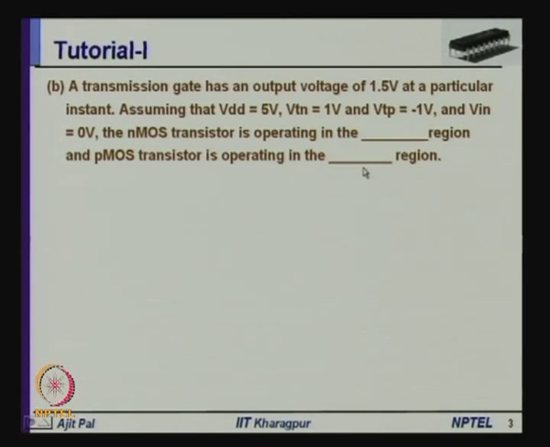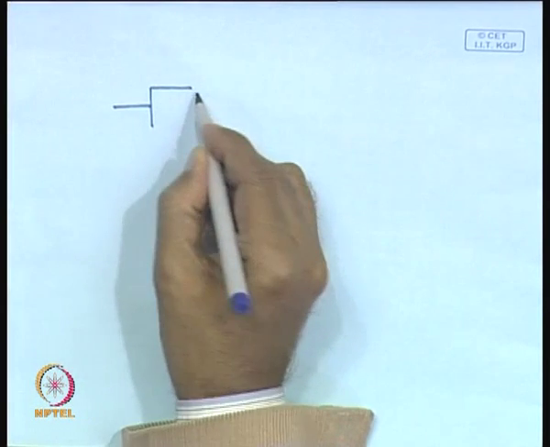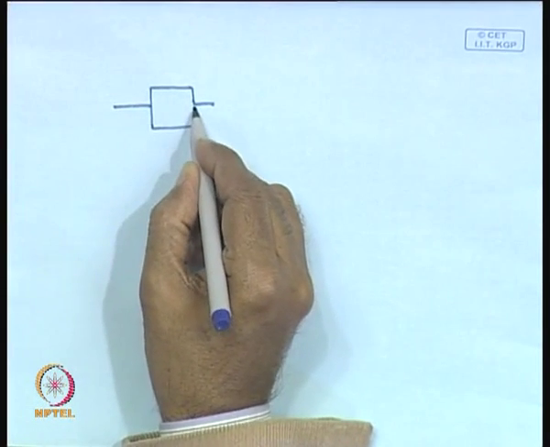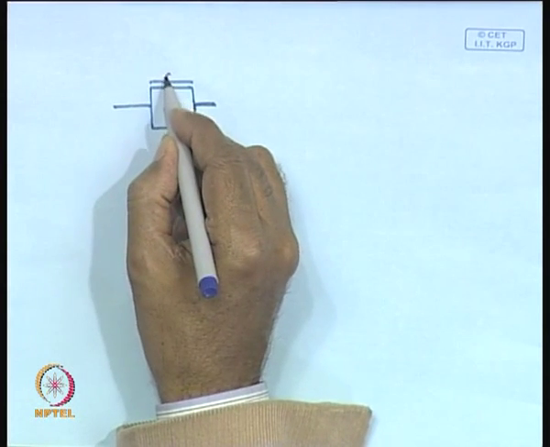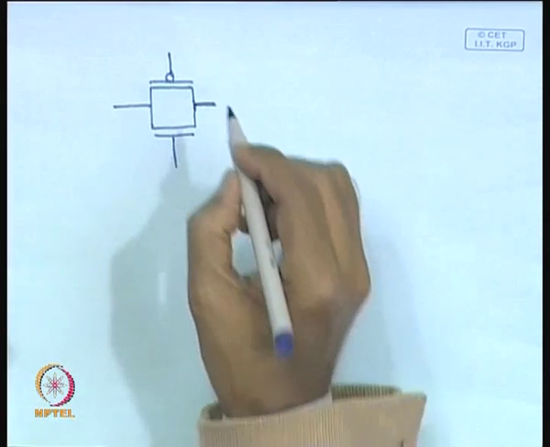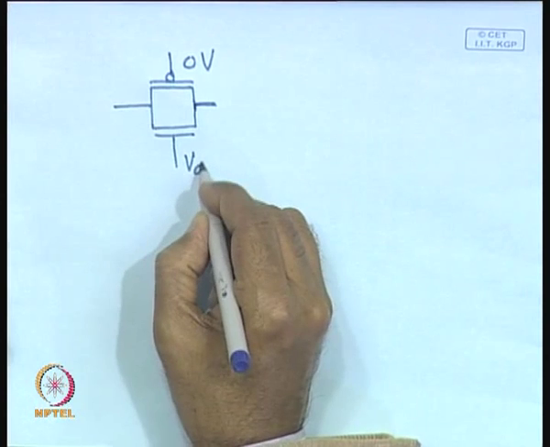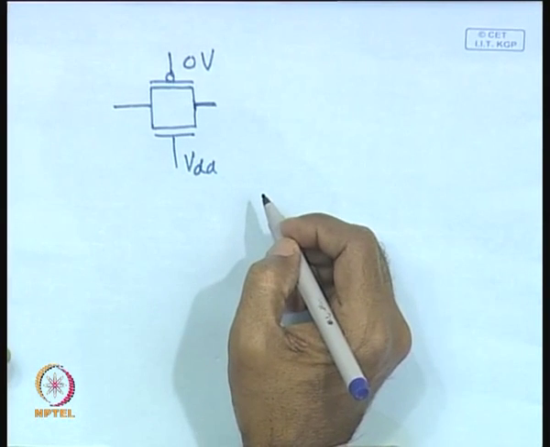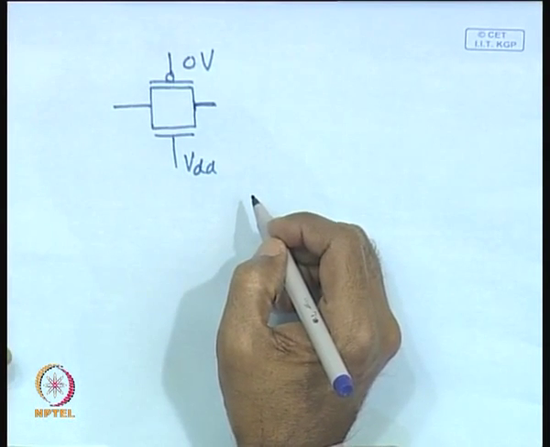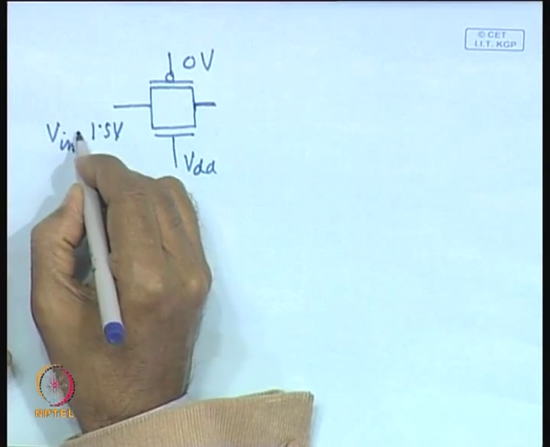So, in this particular case, you consider a transmission gate. This is the PMOS transistor and this is the NMOS transistor. Since the transmission gate is on, that means 0 volt is applied to the PMOS gate and VDD is applied to the NMOS transistor gate. Now, you have applied a voltage of 1.5 volt here, this is your VIN.